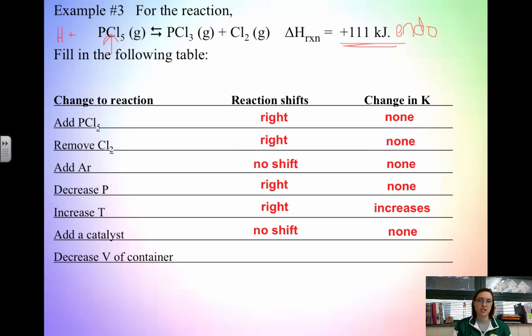And then if you decrease the volume of the container, what have you done to pressure? You've increased the pressure. Because you've increased the pressure, now you have too many collisions. So now you need to counteract that change by reducing the number of collisions. So we need to shift to the side with the lower number of moles of gas. That means that we shift to the left. And again, it does not change K. The only thing that changes K is temperature.